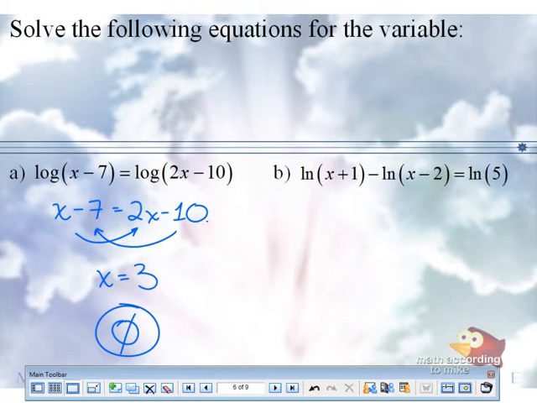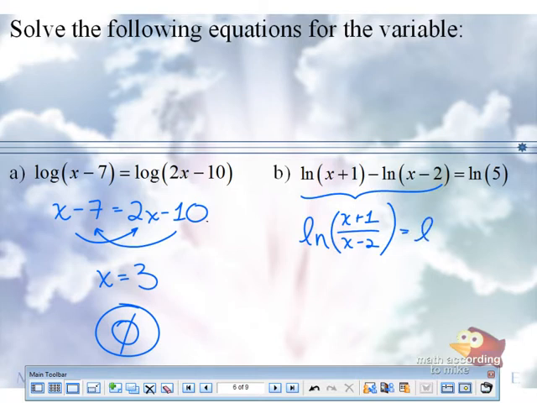Part B. Notice everything has a natural log on it. However, you cannot use the one-to-one property yet because the one-to-one property says you have one log on each side. So on the left-hand side, we have a natural log minus a natural log. How can we rewrite it as one logarithm? The quotient rule, very good. It's like you read my mind. So the left-hand side can be written as one log using the quotient rule because we're subtracting the logarithm. So we'll have the natural log of x plus 1 over x minus 2 equals the natural log of 5.